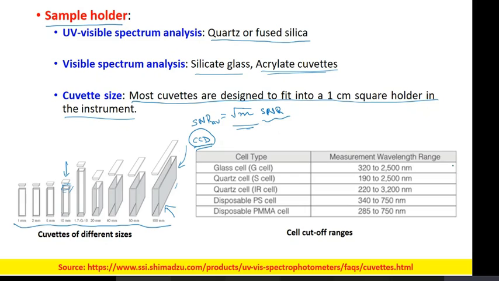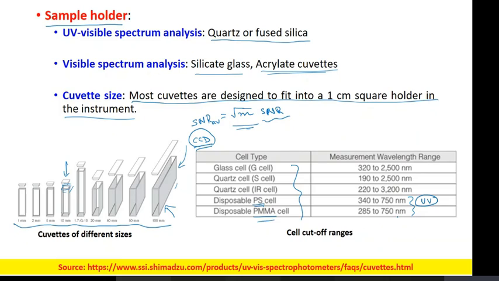Now here, the measurement wavelength ranges for the different types of cuvettes have been given. So please look into this. You will find in cell culture many people use plastic cells. They are either polystyrene cells or PMMA cells, polymethyl methacrylate cells, and they are only used for visible spectroscopy. These two types of cells cannot be used in UV spectroscopy. I have seen students who come with these cells and try to do UV spectroscopy.